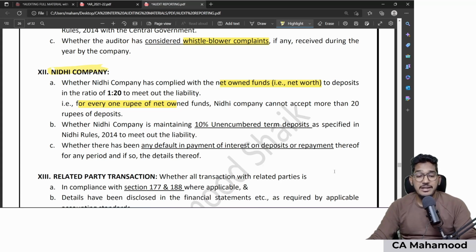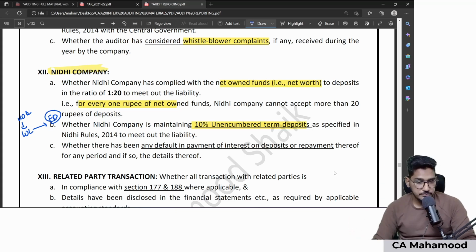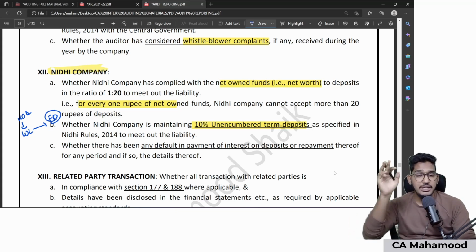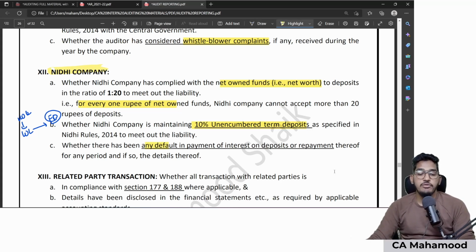Second, whether the Nidhi company is maintaining 10% unencumbered term deposits. Out of the total deposits collected, 10% should be kept in a fixed deposit, that too unencumbered, without offering any security. So if the Nidhi company has collected a total of 100 lakh rupees, 10% of that, which is 10 lakh rupees, should be kept in a fixed deposit, and that fixed deposit should not be offered as security for any loan. I need to check whether 10% has been kept in unencumbered term deposits or not. And finally, whether the Nidhi company has made any default in repayment of principal or interest to any of the deposit holders. So these are the 3 things I need to comment on if my client is a Nidhi company.